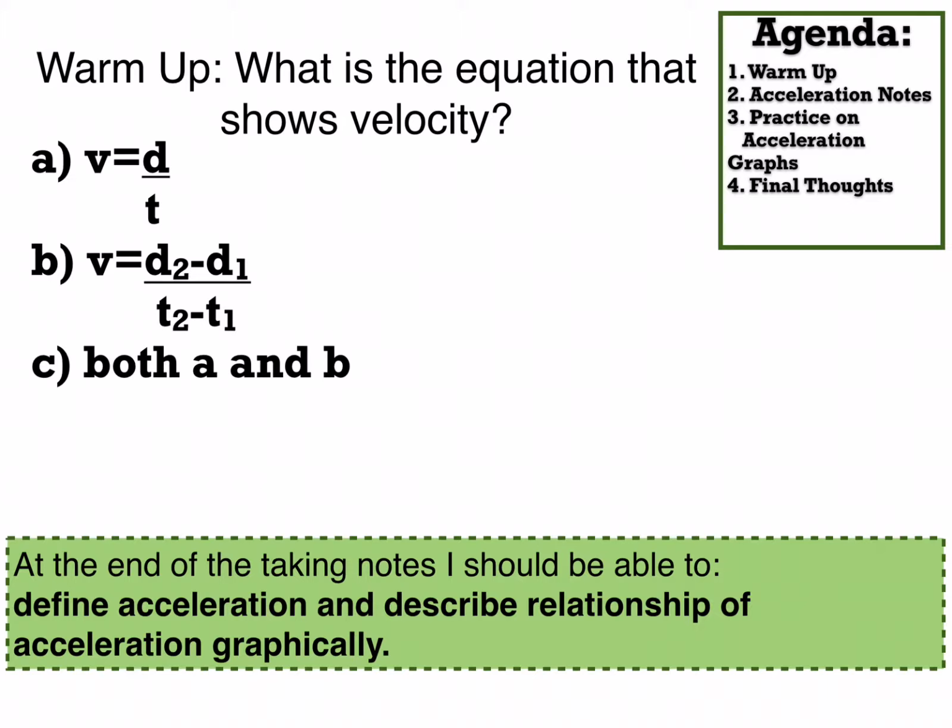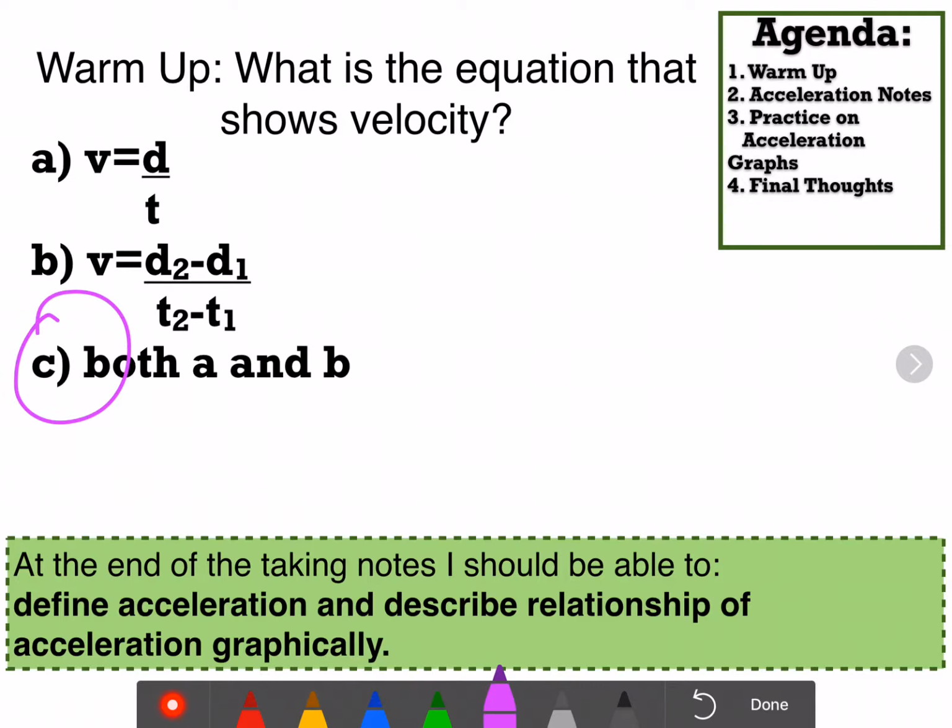If we are looking at velocity, velocity is distance over time, and based on the last few lessons, velocity shows magnitude and direction. So our first choice is A, V is equal to D over time. That seems correct. V is equal to D2 minus D1 would show the displacement between distance. So that seems right on the top, and D2 minus D1 seems right on the bottom. So our answer would be C.